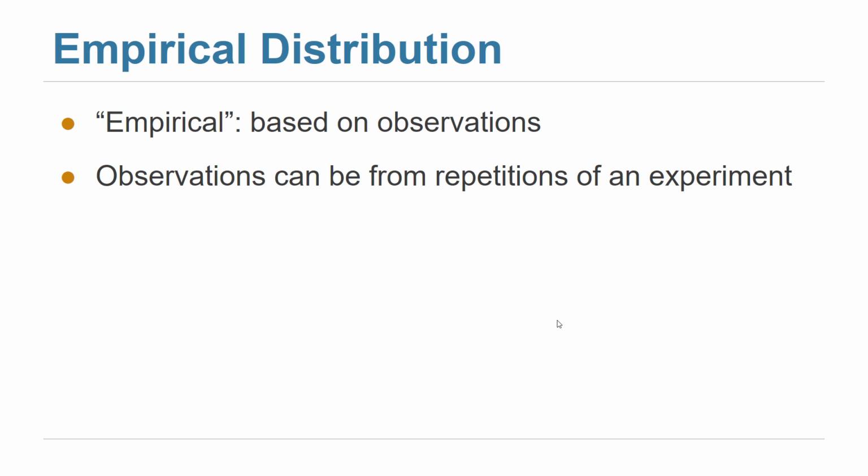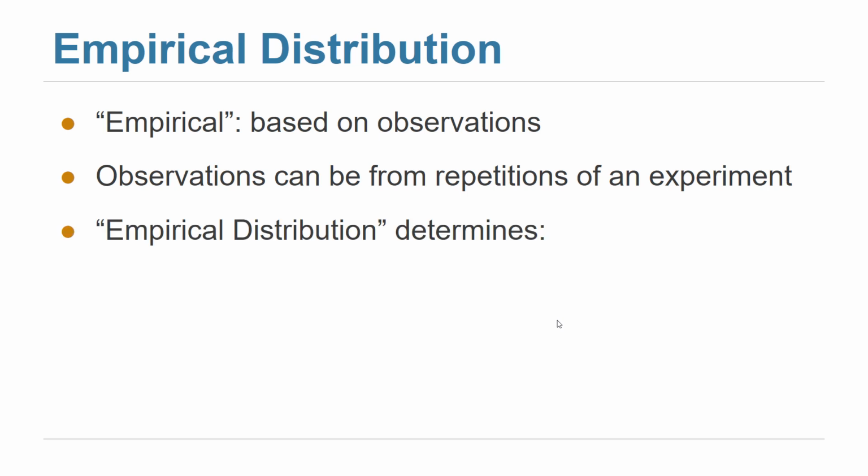Usually, probability distributions are based on mathematical calculations or on the entire population, as we will see. But you can think of it for now as based on mathematical exact probabilities. Empirical distribution can be estimated from repetitions of an experiment, as we will see today.